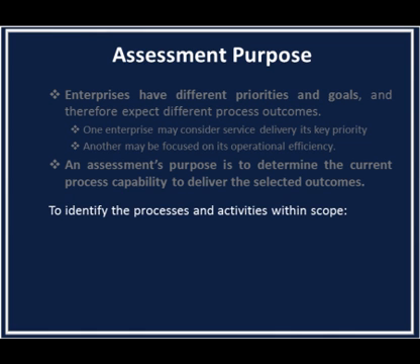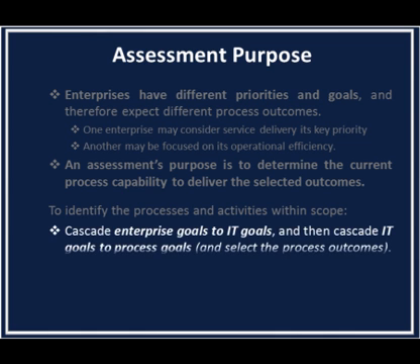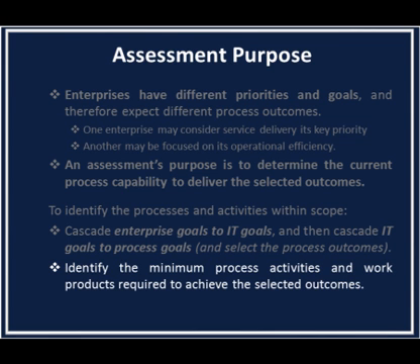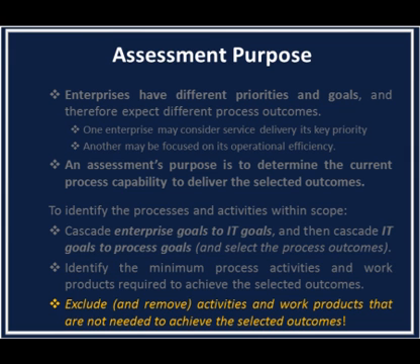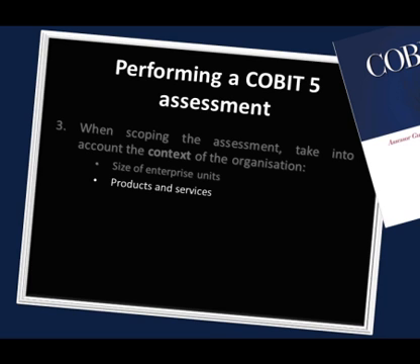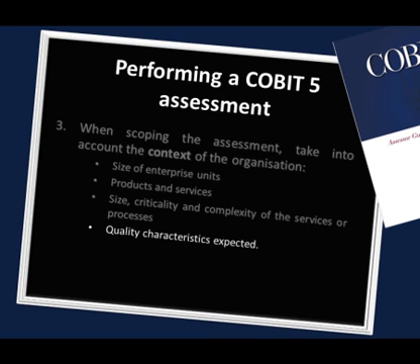To identify the processes and activities within scope, cascade enterprise goals to IT goals, and then cascade IT goals to process goals, and select the process outcomes desired. Identify the minimum process activities and work products required to achieve the selected outcomes. Exclude and remove activities and work products that are not needed to achieve the selected outcomes. When scoping the assessment, take into account the context of the organization, the size of the enterprise units, its products and services, the size, criticality and complexity of the services or processes, and the quality characteristics expected.